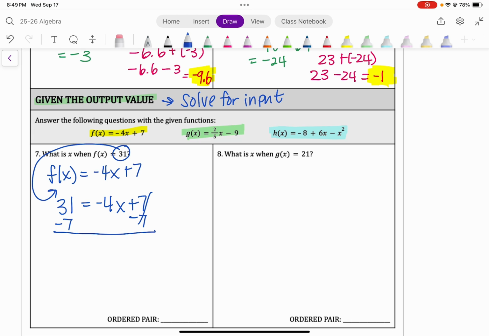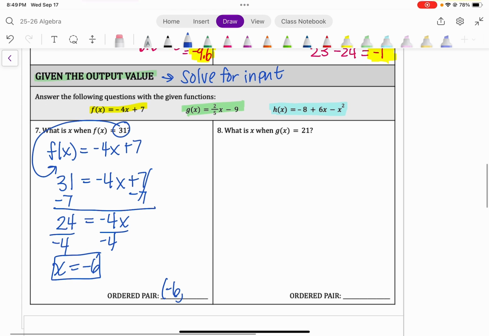31 minus 7 is 24. That equals negative 4x. And when we isolate x, we'll divide both sides by negative 4. So x equals negative 6. So my input is negative 6, and that gave me the output of 31. So I was given an output.